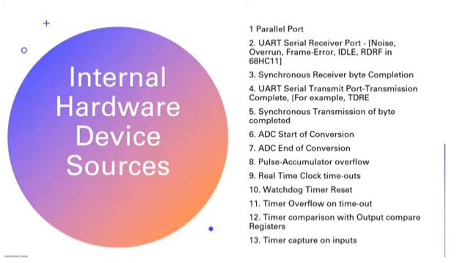Okay. Now let us see some examples of internal hardware device sources, that is the interrupt sources. First one, parallel port, UART, synchronous receiver byte completion, then ADC start conversion, ADC end of conversion, real-time clock timeouts, watchdog timer, various timers. So these type of components which are present within the system itself will demand sometimes the attention, or sometimes it demands some servicing. And this type of sources are called internal hardware sources.